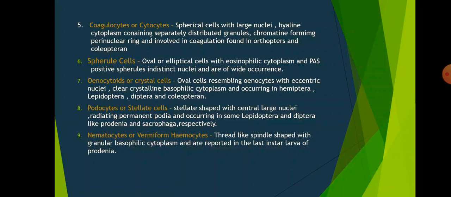Eighth are the podocytes or stellate cells: stellate in shape with a central large nucleus radiating permanent podia, occurring in some Lepidoptera and Diptera like Prodenia and Sarcophaga respectively. Ninth are the nematocytes or vermiform hemocytes: thread-like, spindle-shaped with granular basophilic cytoplasm, reported in the last instar larva of Prodenia.